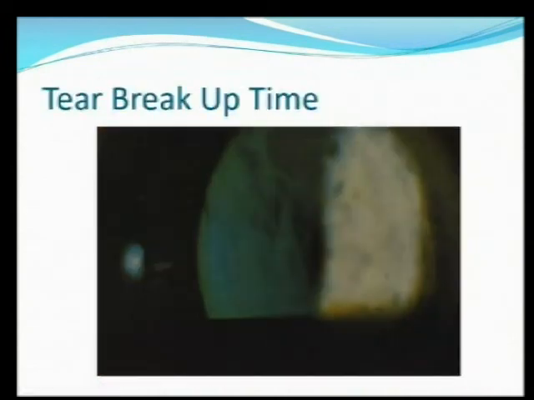Here's the tear breakup time that we talked about earlier. Again, we put the fluorescein in, it mixes with the tears, they blink, and we watch from when you get a nice uniform layer like this until the first dark spot appears, and that's your tear breakup time. We're hopefully getting 12 to 15 seconds for a good patient.